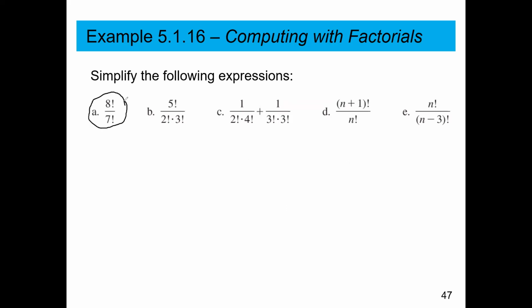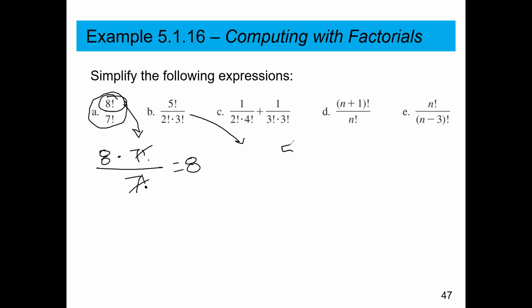8 factorial, a way to think about it, remember, is that 8 factorial is really 8 times 7 factorial. That's what 8 factorial is equivalent to. If I put that over 7 factorial, well, the 7 factorials are going to cancel out, and that's just 8. What about this thing right here?